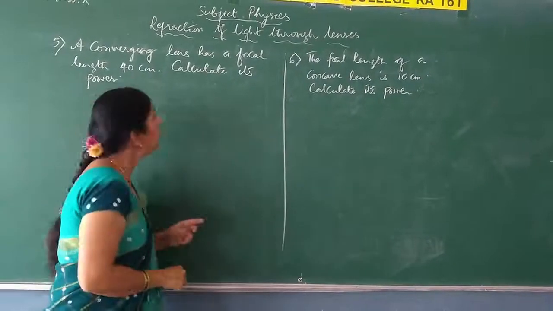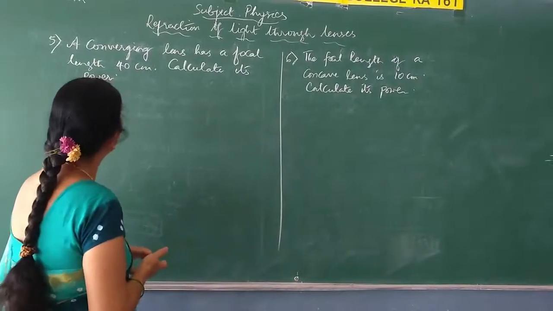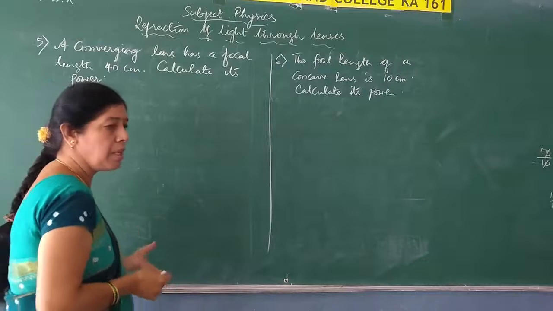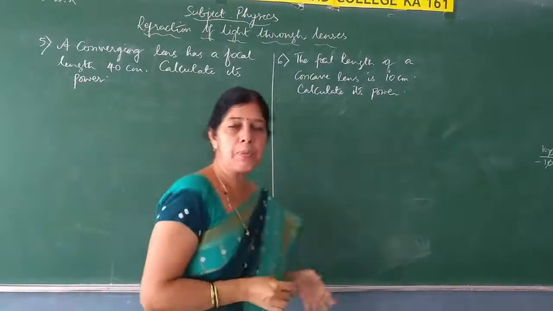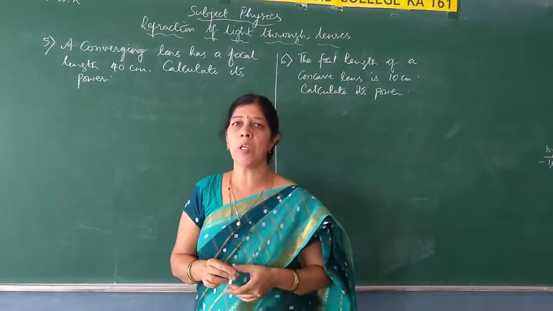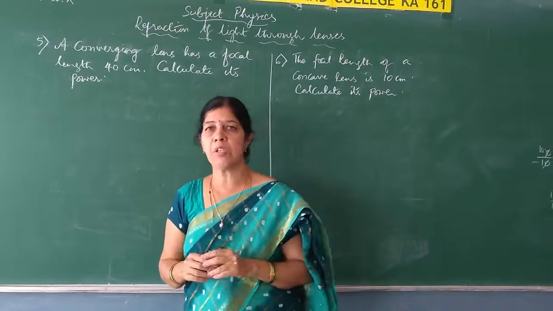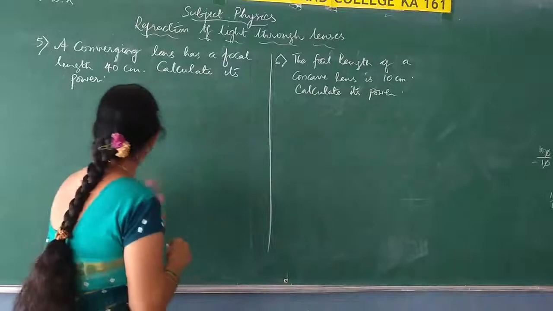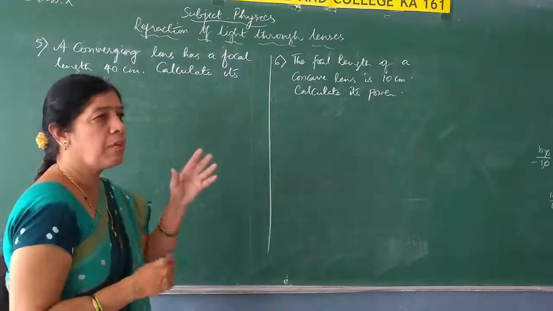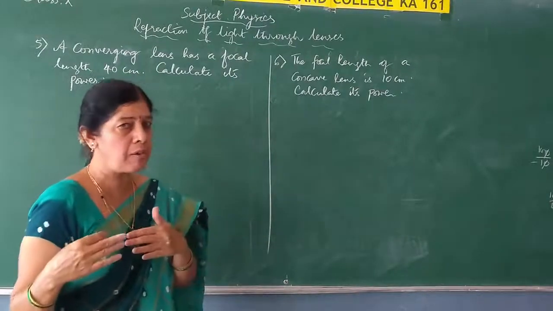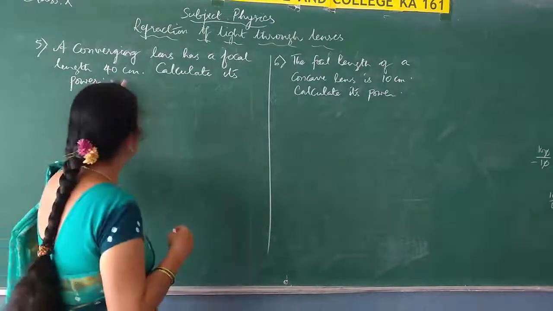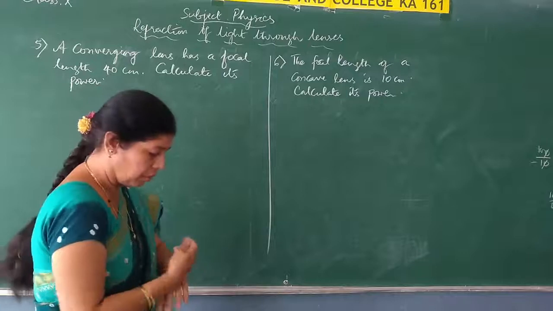So next problem. A converging lens has a focal length 40 cm. Calculate its power. So we have studied about the concept of power also. Power is nothing but what? It is a measure of the deviation of the light when it undergoes refraction through a lens. So how it is deviated, whether the deviation is towards the center of the lens or away from the center of the lens, depending on that we will decide the power of the lens.